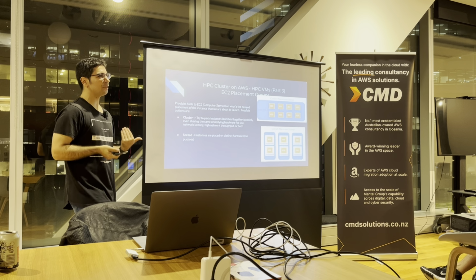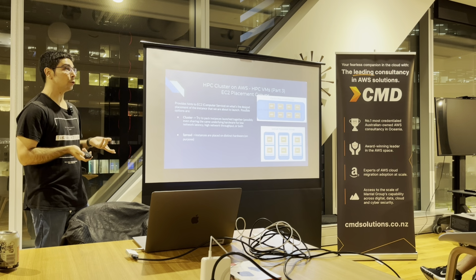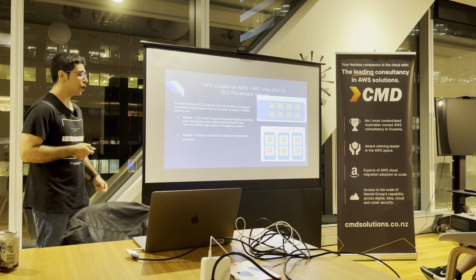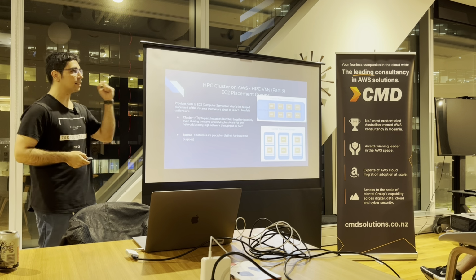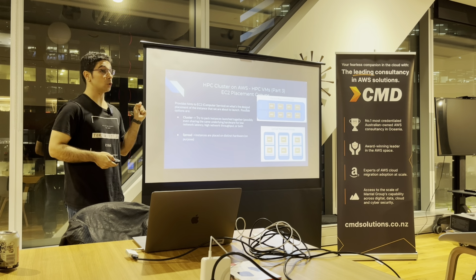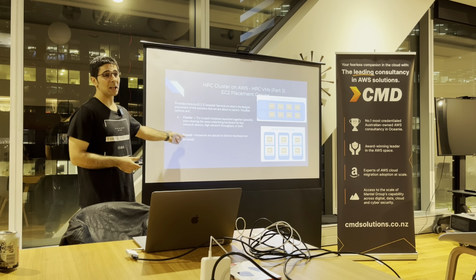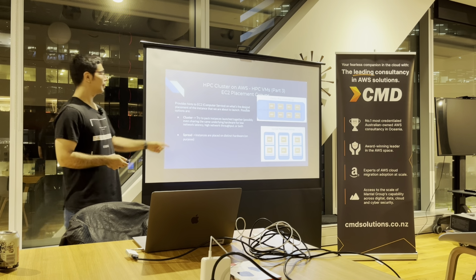So if you don't specify that, technically you kind of get the same thing as the spread placement group, but if you specify that, you're just giving the EC2 scheduler one more constraint that says you cannot use the same hardware at all, okay?